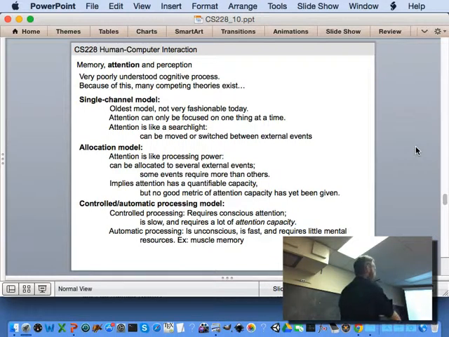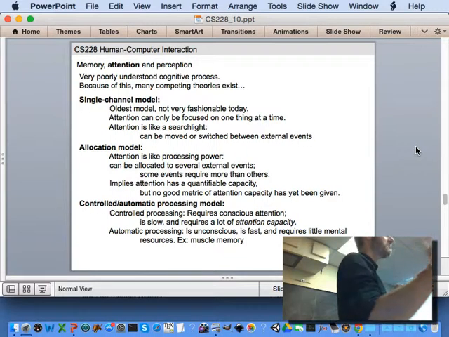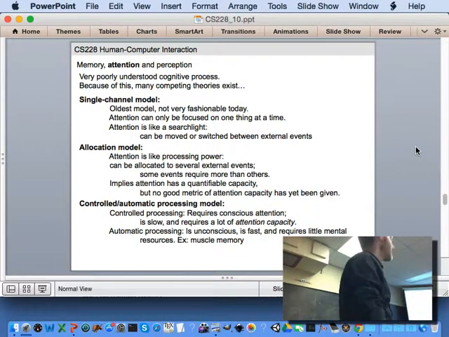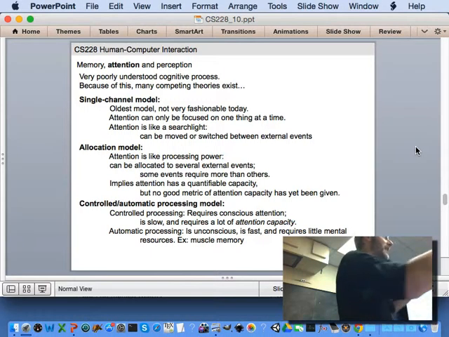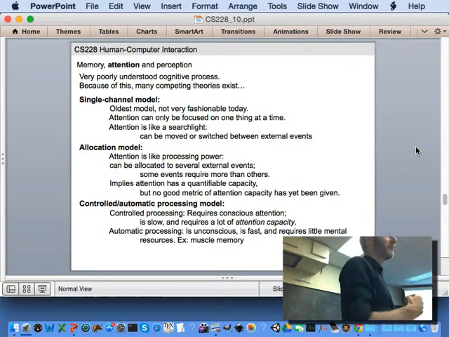Not surprisingly, in the 80s, when computers were becoming more and more common, people started to come up with attention models that look like metaphors for computers. You have a certain amount of attention that's like processing power, and you can choose to allocate more or less of it to certain things. Hopefully, you're dedicating most of your attention to my voice at the moment.